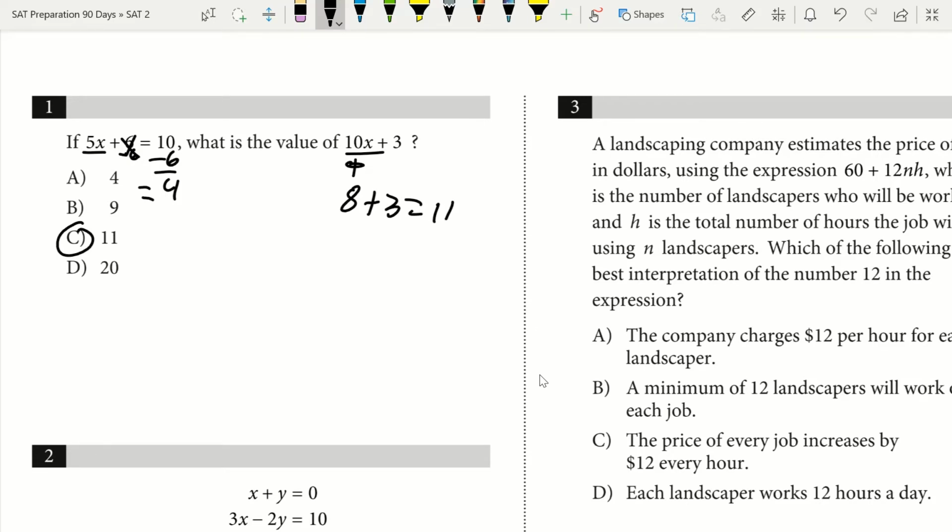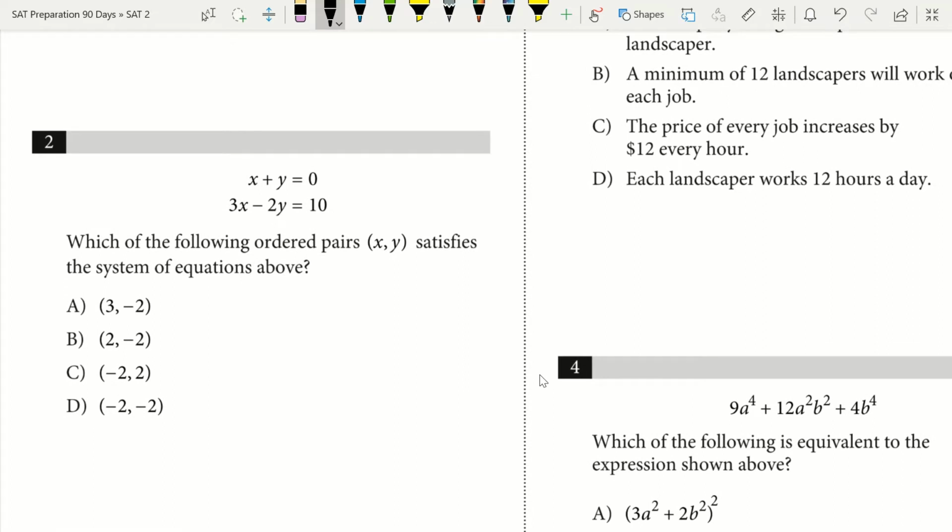Okay, number 2. I've got stacked equations. I'm asked about a following ordered pair that satisfies that system above. Okay, what I'm going to do here is I'm going to go ahead and solve for not x, because I see that there's 2 of those. I'm going to solve for y because I see there's only 1, 2. So if y is 2, then I can go ahead and solve for that.